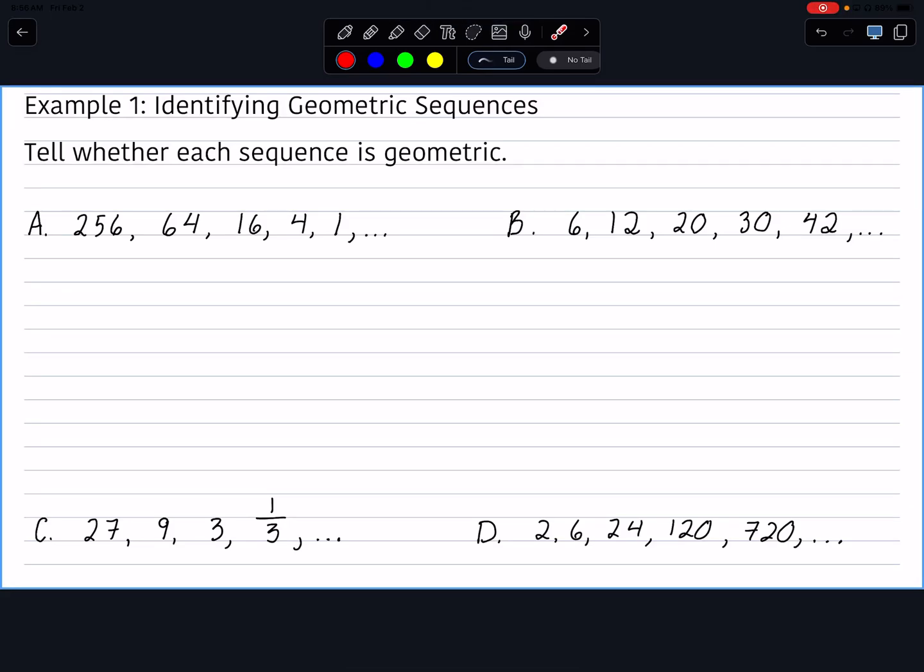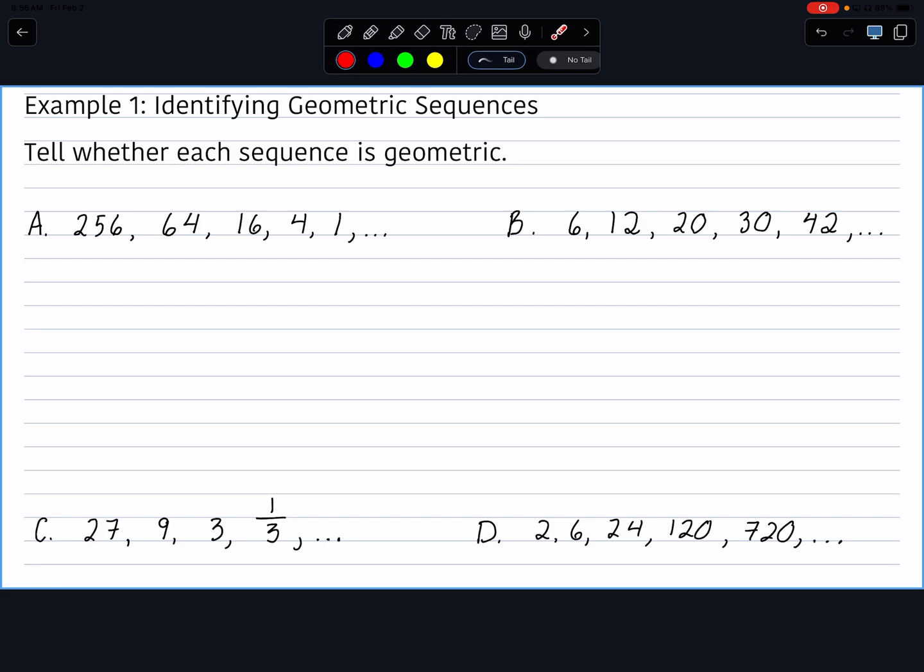Okay, so we are going to look at A and B and determine if they are geometric sequences, yes or no. If they are, we're going to identify what's called the common ratio. We'll talk about in just a second what that means. So here's what you do.